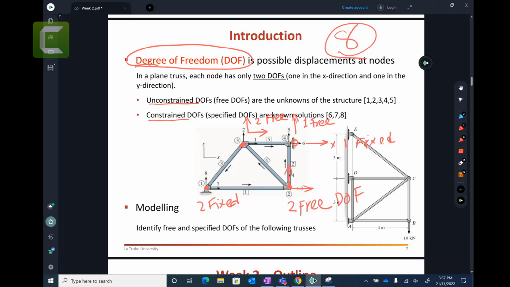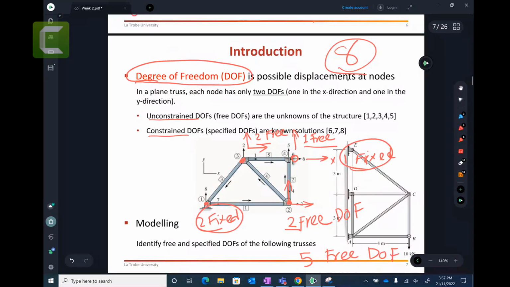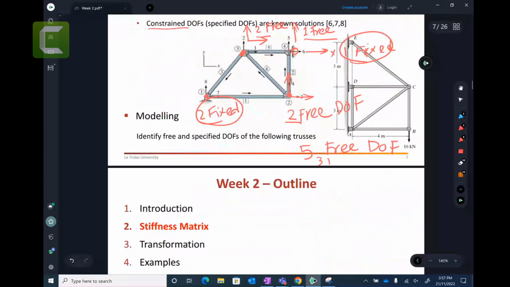So how many free degrees of freedom? 2, 4, 5. Total 5 free degrees of freedom. You with me? And 2 and 1, total 3 fixed degrees of freedom. Total 3 fixed degrees of freedom.